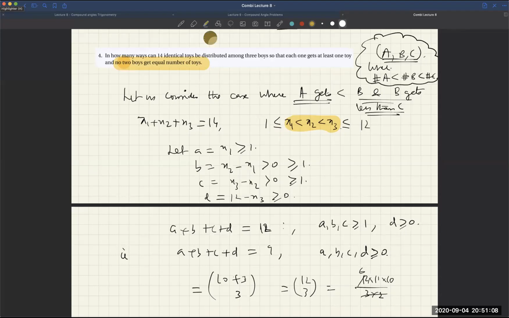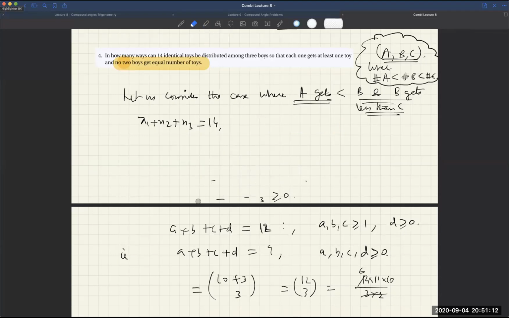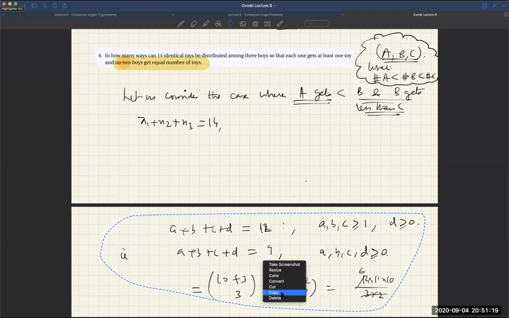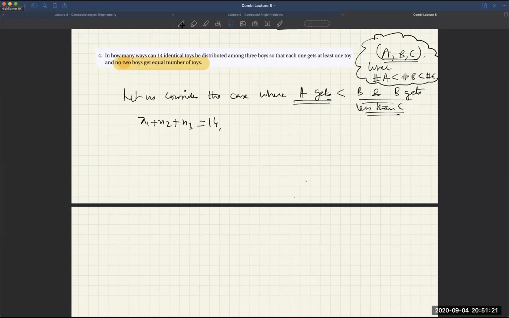Oh, no, I think I'm messing something up here. It won't come from this approach. We want x1 less than x2 less than x3. This is the condition we require. This should be greater than or equal to 1 and this should be greater than or equal to 12.